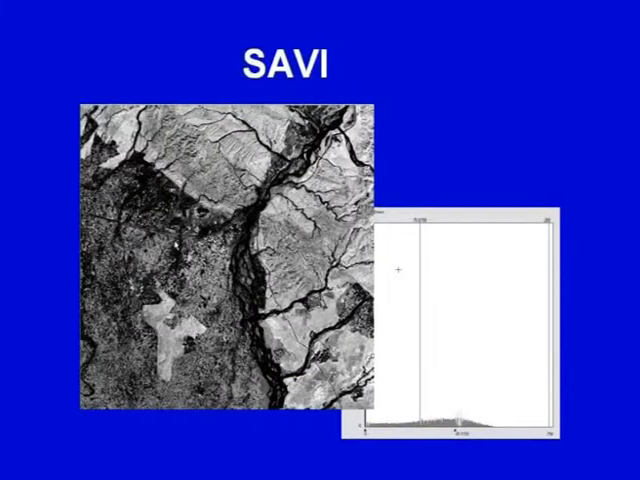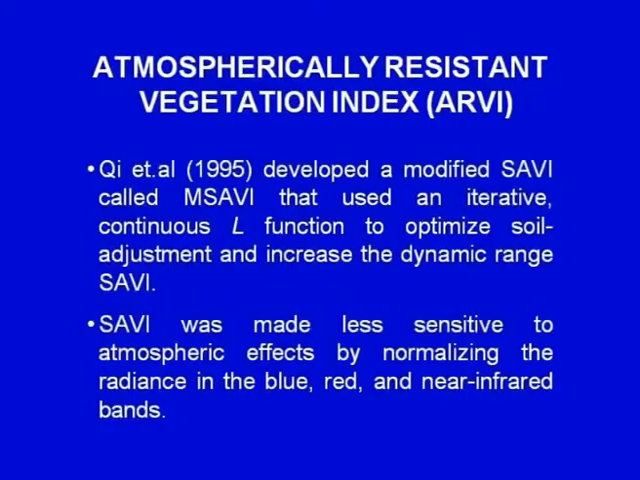Here we see the SAVI image. It is more or less similar to NDVI, except that in the exposed areas where there is soil, the information has now been converted into black color or black tones, since the impact of soil has now been taken out from the pixel representing the vegetation information. The next indices which is there is atmospherically resistant vegetation indices.